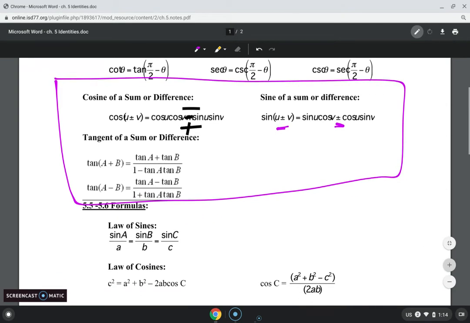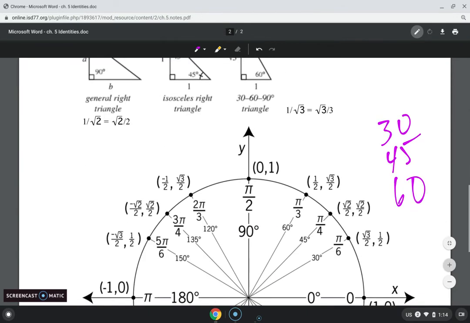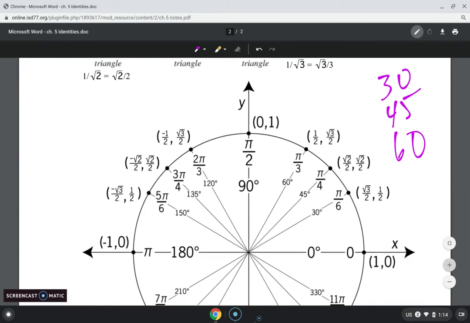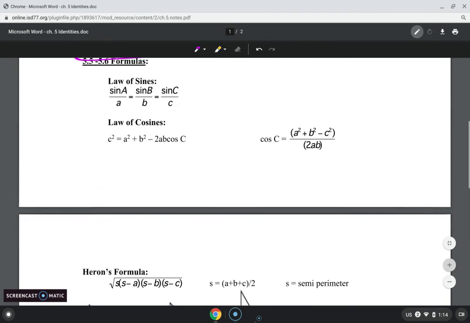So what you want to do is write these in terms of 30, 45, and 60, and then you can use your unit circle, and we leave them as fractions. Let's just go through some examples here. I'll show you what the heck I'm talking about here.